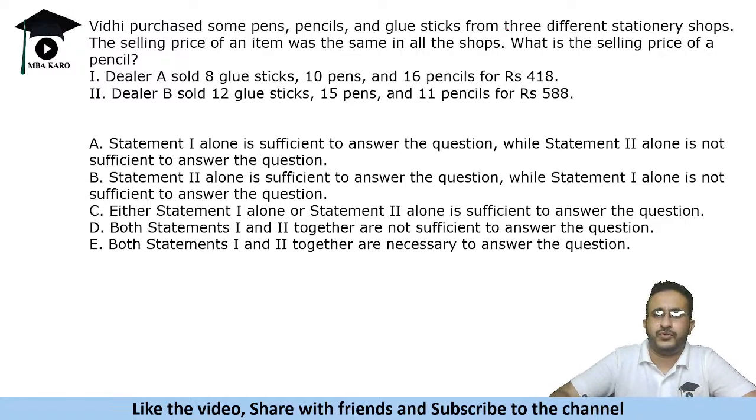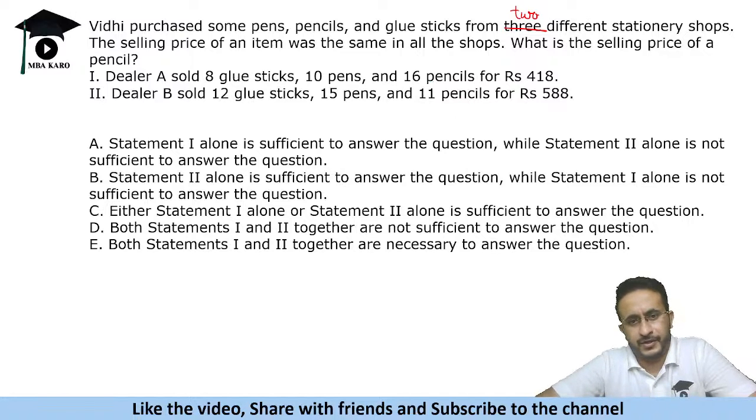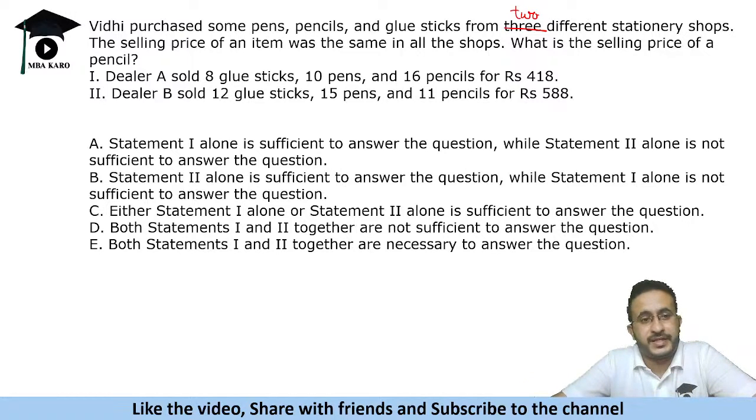Okay, so let us take it to two stationery shops क्योंकि यहाँ पे हमें दो ही के बारे में दिया है. So the question is, what is the selling price of a pencil? We are given two equations. Okay, from first we are getting 8 glue sticks, 10 pens, 16 pencils. Price is given, and from the second one also we are given a price. So using which statement or statements can we answer this question?